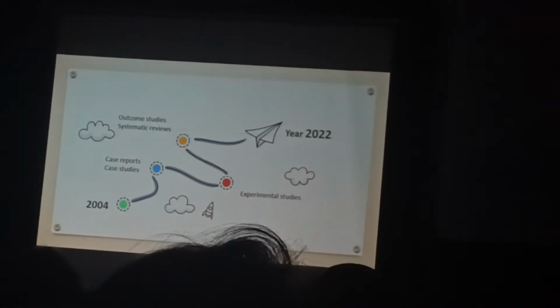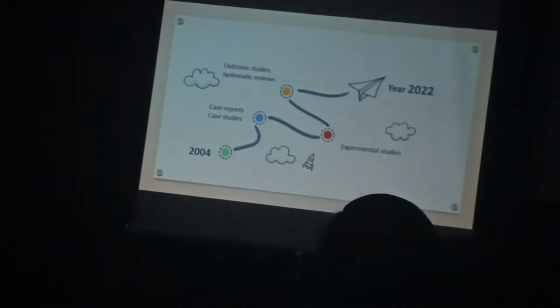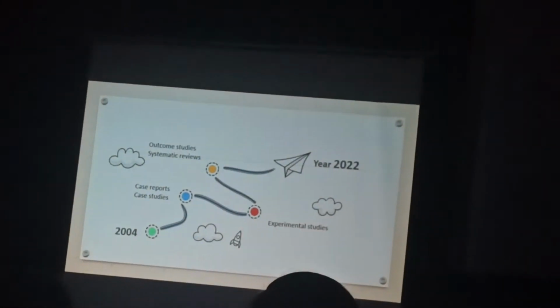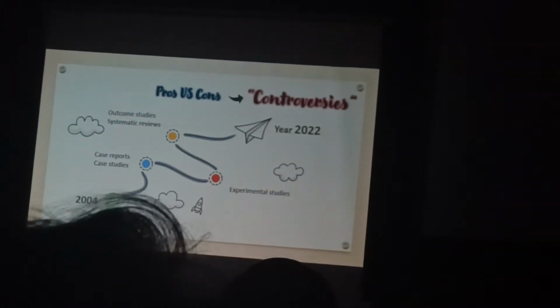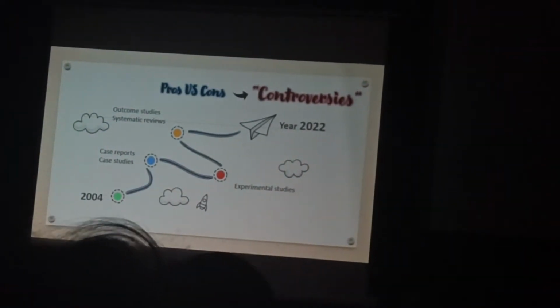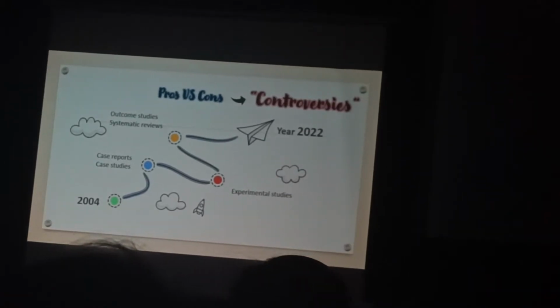Since then, from 2004 until now, 2020, lots of things have happened. Starting from case reports in the earlier part, there have also been experimental studies and outcome studies, which leads to lots of pros and cons. And now it makes us discuss what we should do. There is lots of controversy nowadays.